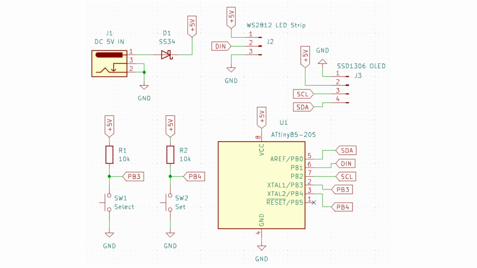Two push buttons SW1 and SW2 are connected to PV3 and PV4 through 10 kΩ pull-up resistors R1 and R2 to allow user interaction. The circuit is designed for controlling WS2812 LEDs and displaying relevant information on the OLED screen.